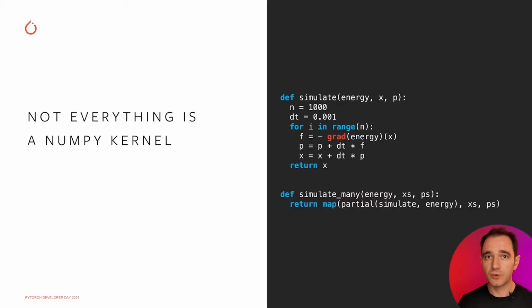Now, the NumPy model does offer a nice escape hatch, which is that if you do have a performance bottleneck, you can always write your own kernel to address that. But even that actually isn't possible here, because this is a higher order function. So you might be able to write a kernel that computes this for a particular choice of energy. But if you want to write this as a library function, and you want users to be able to call it with their own energy functions, then you're actually out of luck.